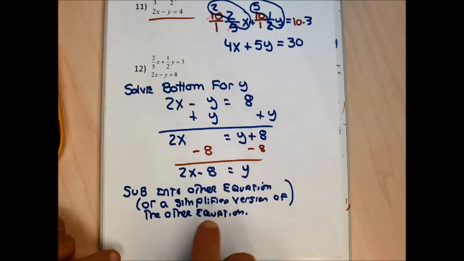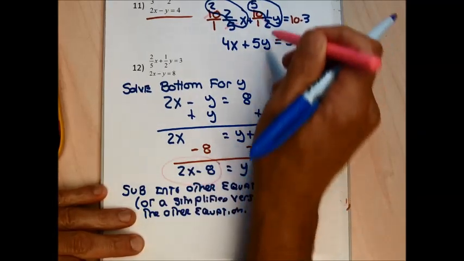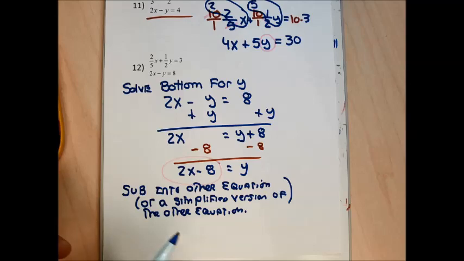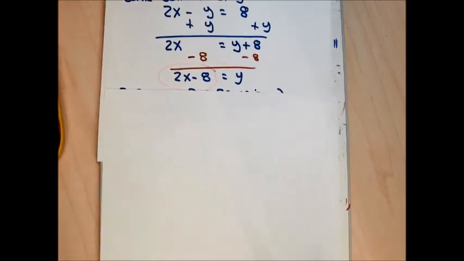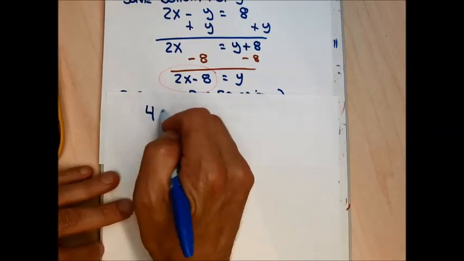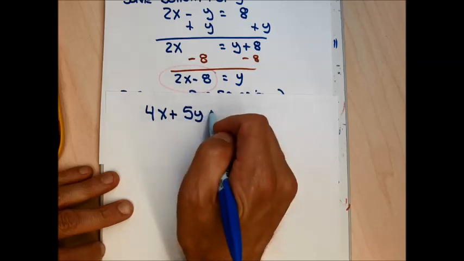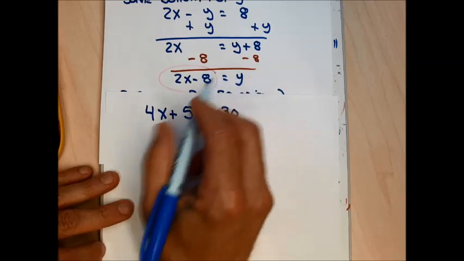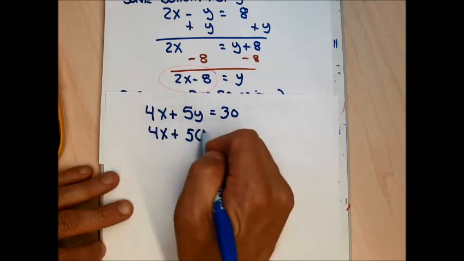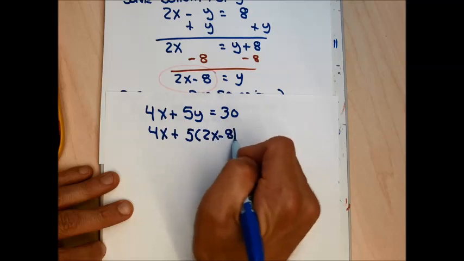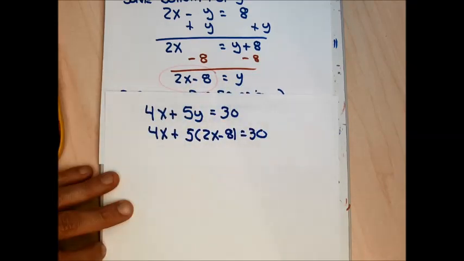So for my step 3, I'm going to take this y equals 2x minus 8 and plug it in for that y, as opposed to using the original top equation, and I'll still get the same answer. So I'm going to take that equation, 4x plus 5y equals 30, and I'm going to change the y to 2x minus 8. So I'm going to get 4x plus 5 times the quantity 2x minus 8 equals 30. That's just changing that y to 2x minus 8, and now I need to solve.